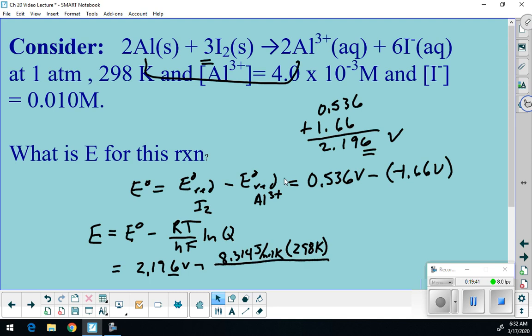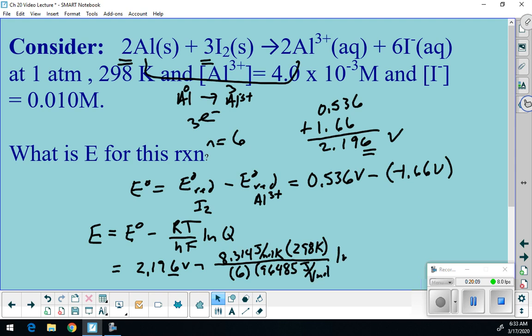Well, like I said before, we can look at this. My aluminum is going from a 0 to a +3. So how does that happen? It must lose 3 electrons to do that. And that's happening twice, so my N is equal to 6 electrons. So I have 6 again. Wow, that's a coincidence, isn't it? My F is 96485 joules per volt mole.